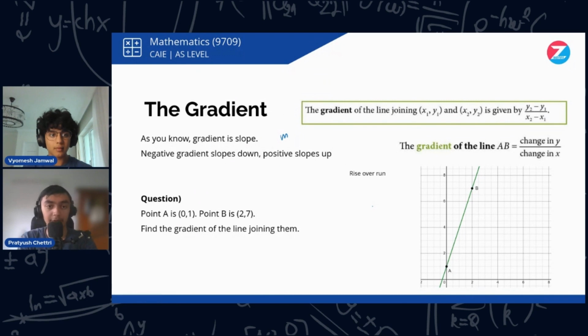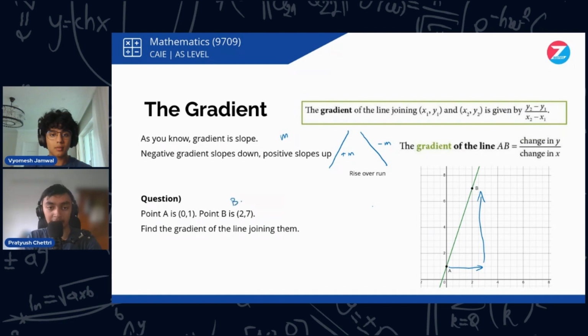Okay, as you know, the gradient is the slope. A negative gradient slopes down like that, and a positive gradient slopes up like that. So that's positive m, that's negative m. The equation of the gradient of a line, you should already know. It's change in y over change in x, or in other words, rise, how far up it goes, divided by run, how far left or right it goes. And it's important that you match up the correct coordinates when you're doing the question.